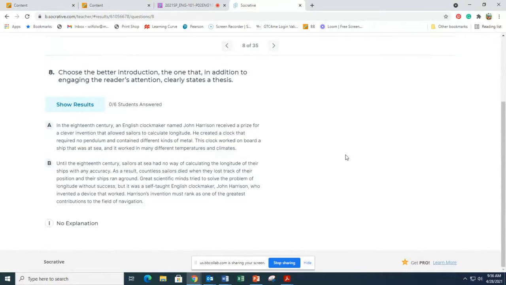All right, choose the better introduction, the one that, in addition to engaging the reader's attention, states a clear thesis. A thesis that opens things up for further exploration and discussion.